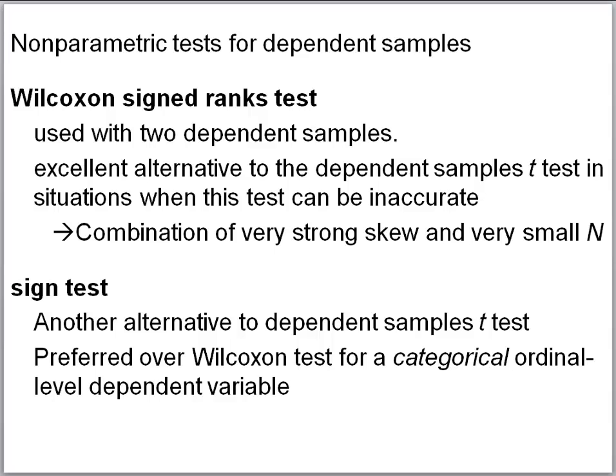And again, they need to be dependent groups. So perhaps it's one rating at time one, and then the very same people make another rating later on in the class, and you compare those ratings to see if the class ratings have gone up or down. The sign test would be the preferred test there.